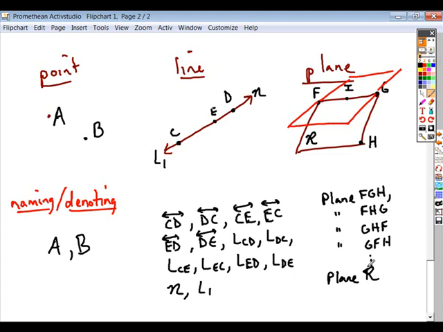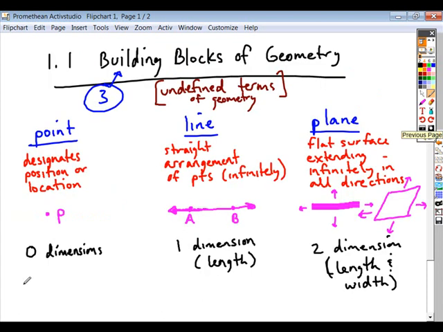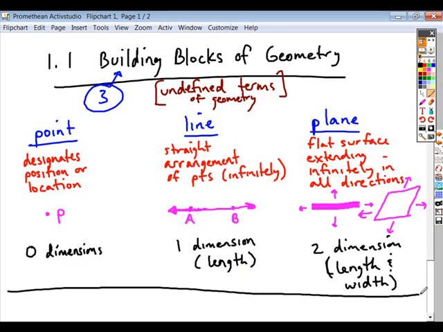The major confusion comes when I add the final term that's contained in this section, but it's not one of the building blocks. So before I get to that term, are there any questions on these building blocks of geometry? How to name them? How to represent them? How to define them? The final term that's included in this section is simply used because it extends the pattern here. So point is zero dimensions, line has one dimension, plane has two dimensions. So when we deal with three dimensions, we're dealing with space. And space is defined as the set of all points that exist.